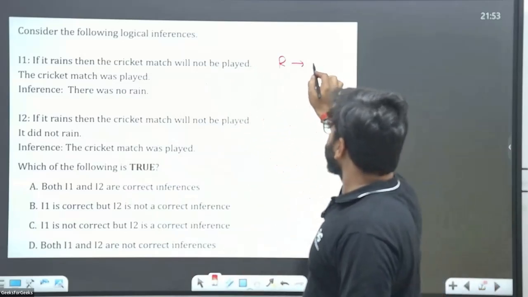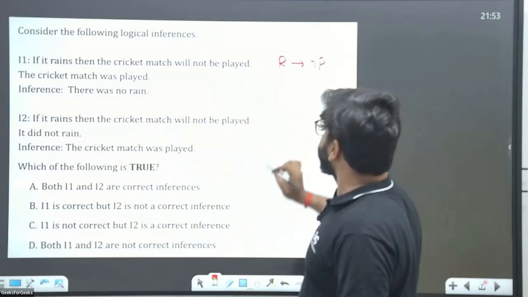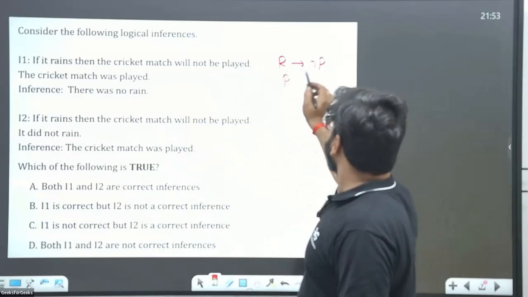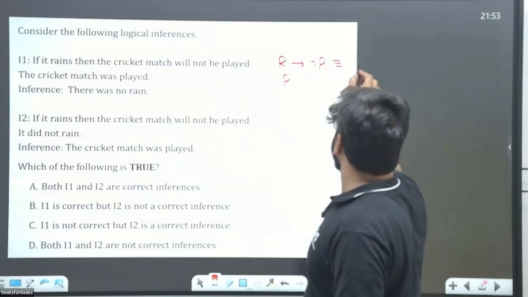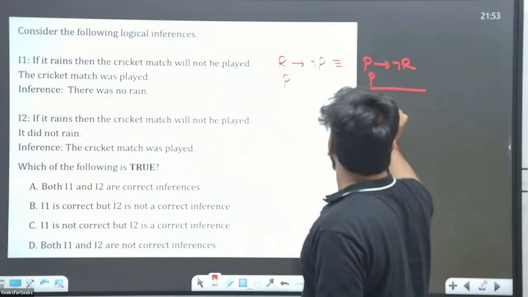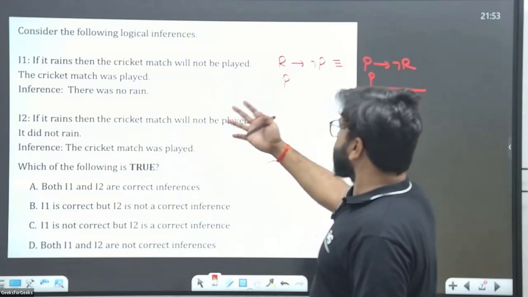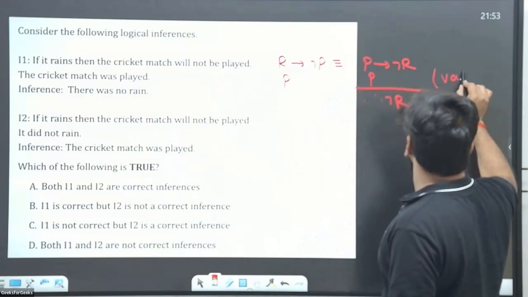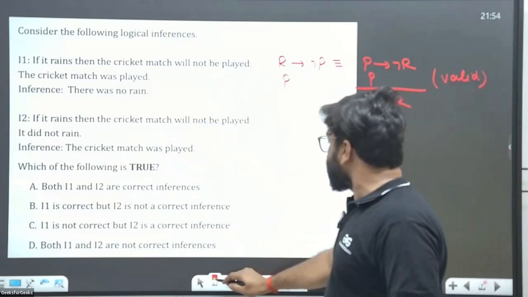If it rains, cricket match will not be played. Negation of R, the cricket match was played. Okay, try to take the contrapositive. That means R implies negation of P, and therefore the conclusion, so there was no rain. So this will become valid, and then we can solve it very easily.